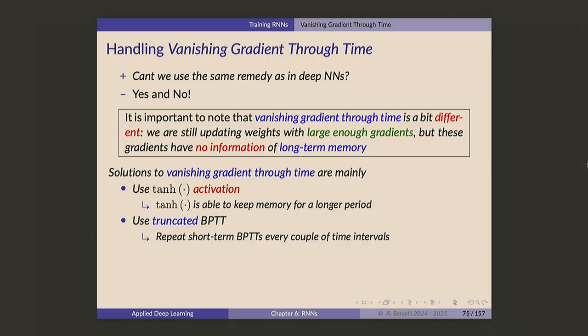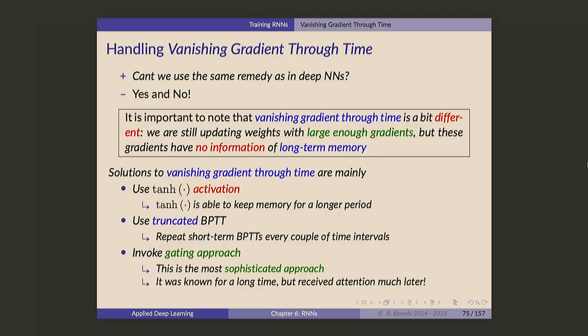It's a quite old idea, and it's not worth going into detail anymore. But at some point it was something that people taught and used in practice. But the most sophisticated version, which essentially resolved the issue, was the gating approach, and this is what we are going to talk about next.